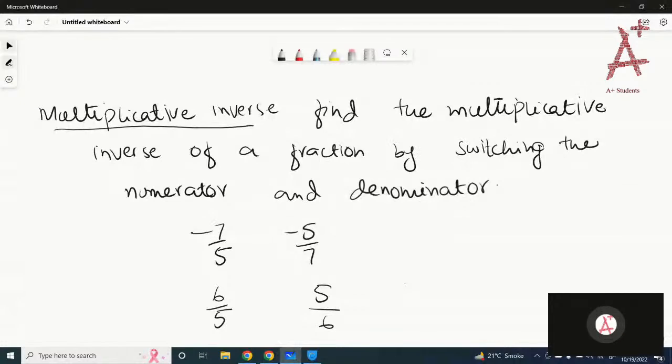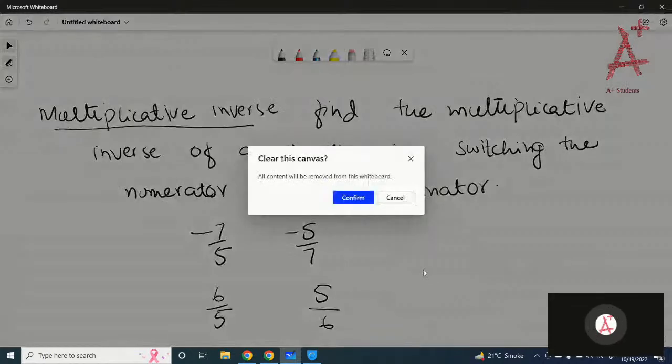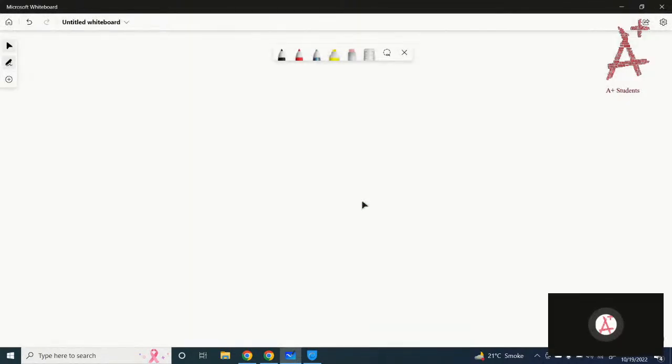Okay, on the top right corner we have the test button. Let's just start with the test. Okay, so the first one is, what is the reciprocal of 10 by 9? So the reciprocal of 10 by 9 is, you just need to switch their numerator and denominator. Got it? So the reciprocal of 10 by 9 is 9 over 10. Got it?